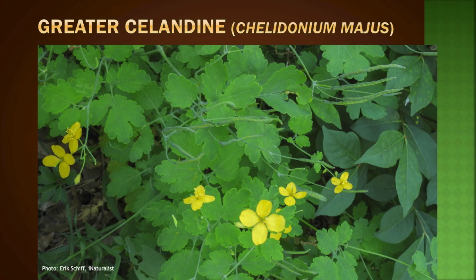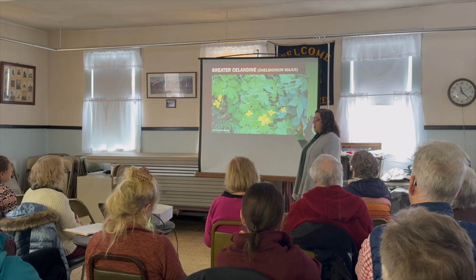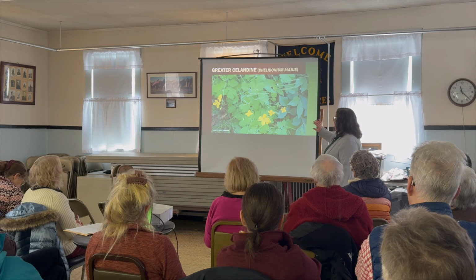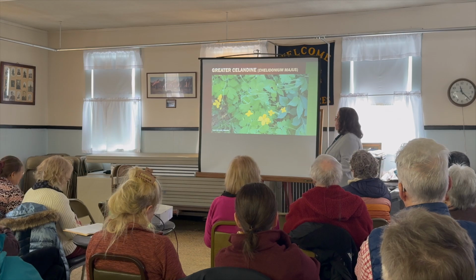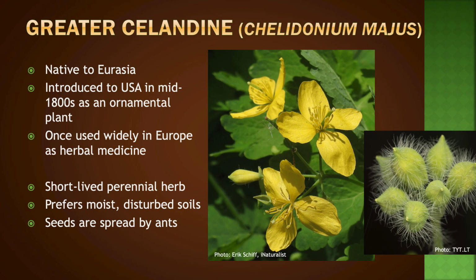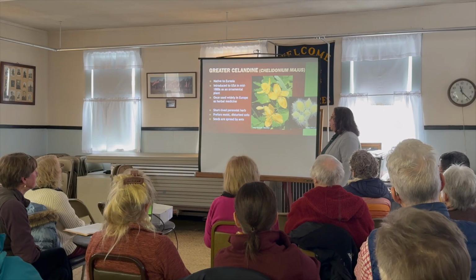I do want to talk about greater celandine for a bit. I'm curious if anyone has seen this plant, because that's sort of good and sort of bad. This is actually in the poppy family. It has really nice, beautiful yellow 4-petaled flowers. This was introduced again in the mid-1800s as an ornamental plant. It was once used very widely as herbal medicine in Europe. There are still some folks that have herbal uses for it.